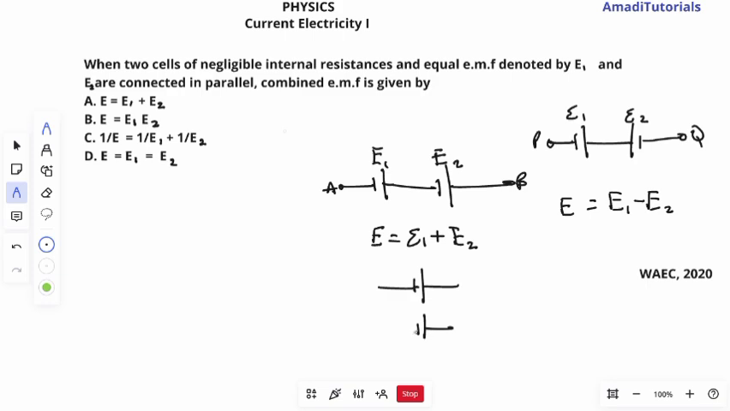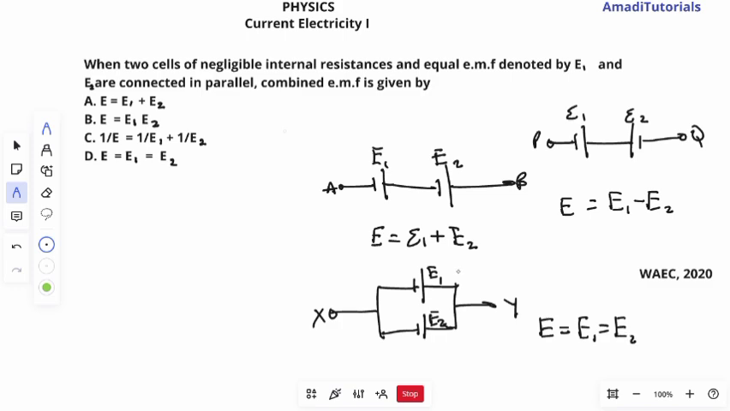So now if we are to connect them in parallel, something of this nature, when cells are connected in parallel and you have to take the reading from there between points X and Y, assuming you have E1 and this is your E2, and you take the reading between X and Y, your equivalent EMF or equivalent voltage will be the same as each of the voltages across the cells.